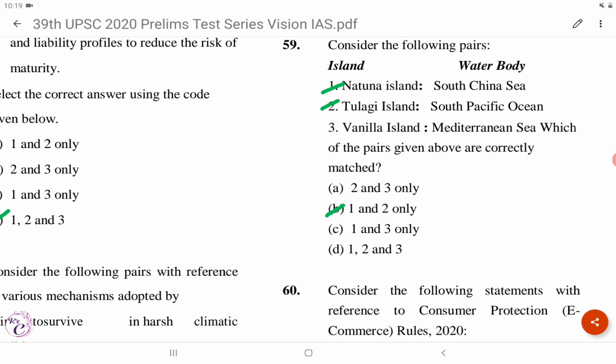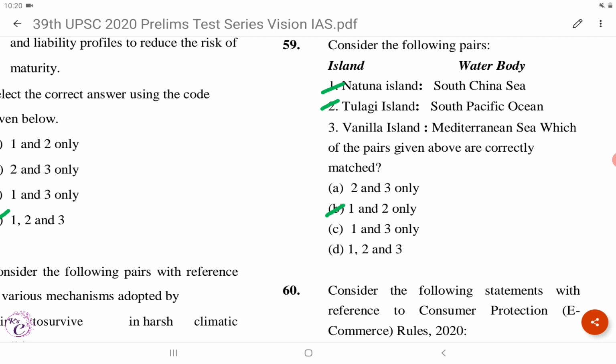Recently, a Beijing-based company which has close ties to the Chinese Communist Party has secured exclusive development rights for the entire island of Tulagi and its surroundings. Now let's come to Tulagi Island. Tulagi is an island within the Solomon Islands, which are located in the South Pacific, directly between Australia and the US. Hence, pair 2 is correctly matched. It was the administrative seat from 1893 of the British Solomon Islands Protectorate until it was destroyed by the Japanese in 1942 during World War II.